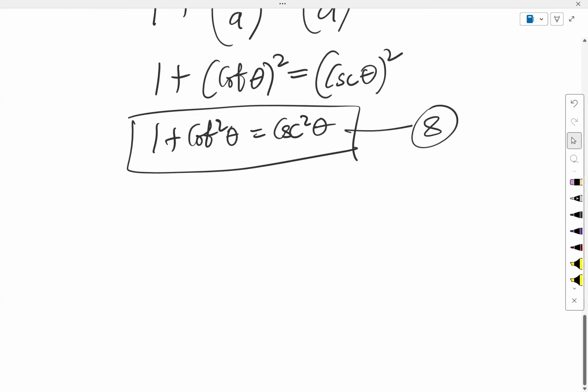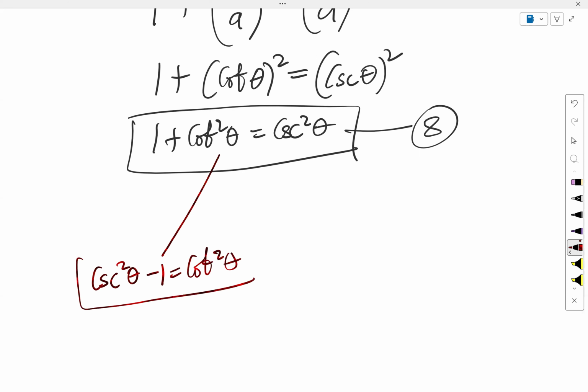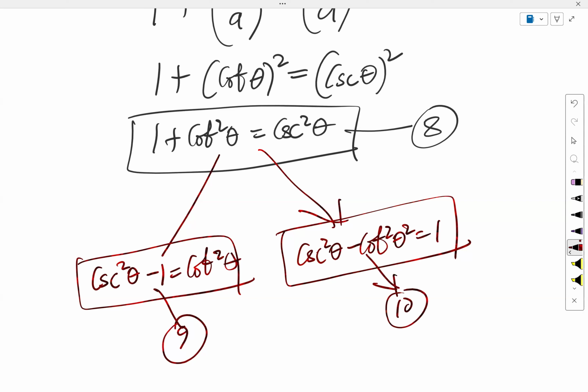And based on this, now we can get other things like the fact that cosec squared theta minus 1 is equal to cot squared theta. Important. Call that equation 9. And then from here still, you can say that cosec squared theta minus cot squared theta is equal to 1. And then you can call that equation 10. So all these ideas are very useful in solving trig problems.